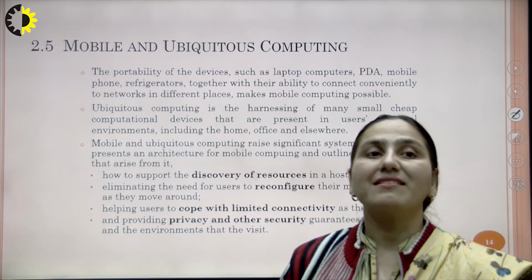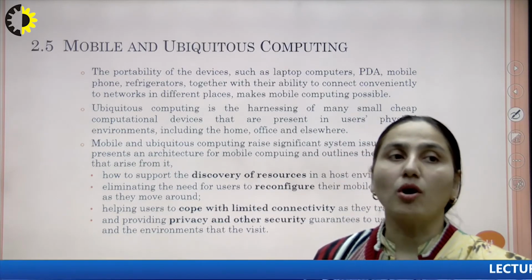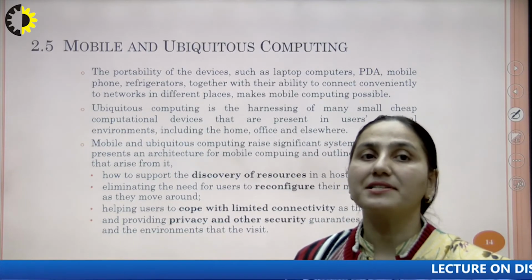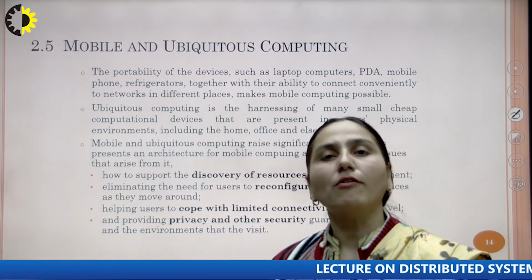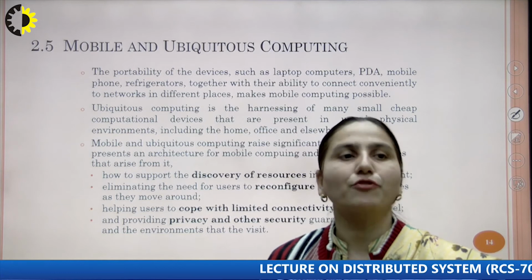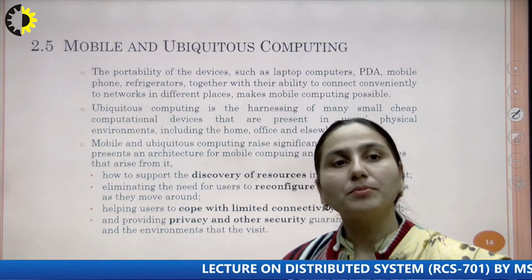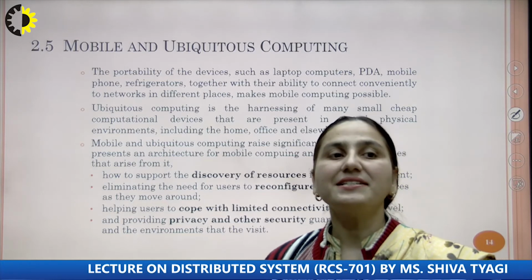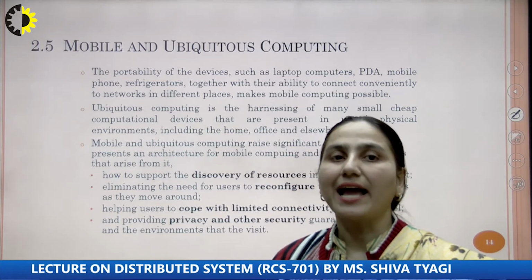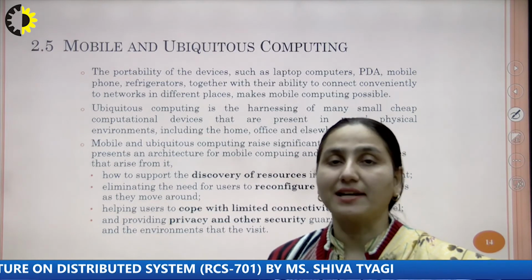Ubiquitous computing is the harnessing of many small, cheap computational devices that are present in users' physical environment, including the home, the office, or anywhere. They can access it from anywhere. So, mobile and ubiquitous computing raises significant system issues, which are present in the architecture for mobile computing, and it outlines the issues which basically arise from it.